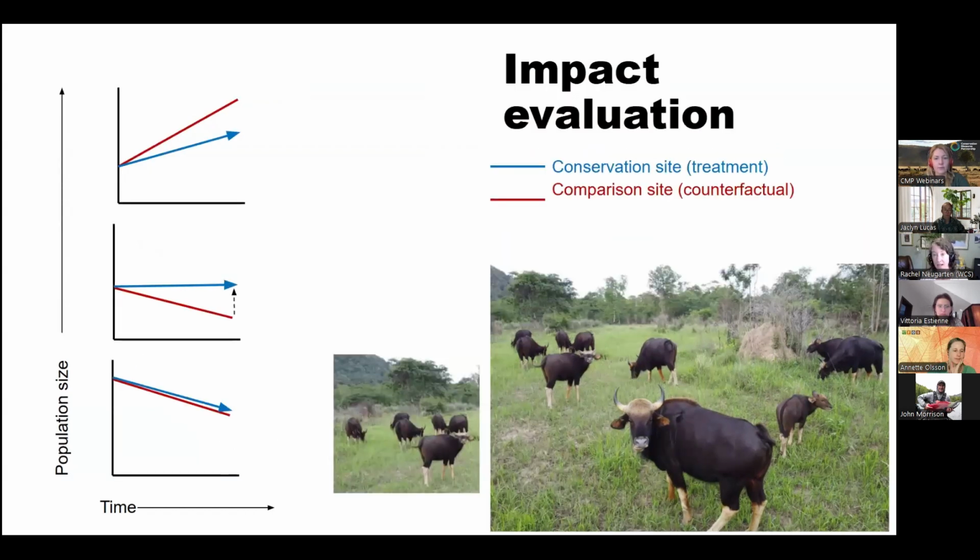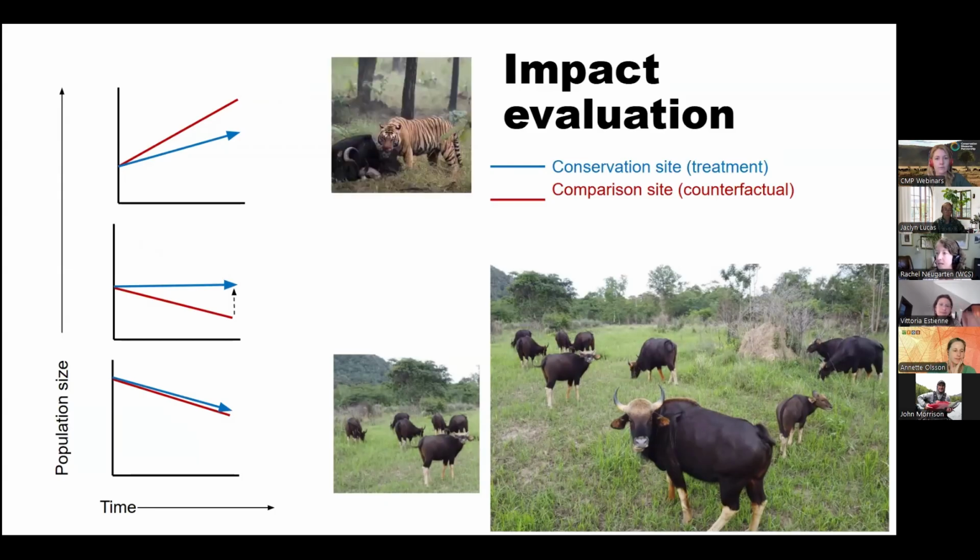However, let's say you had data from comparison sites or a counterfactual. Counterfactual is a site where everything is roughly the same as the sites where you're working, except for your presence in the place. All right, so in the first site now, let's say you had information that because your conservation was so successful, the tiger population was also growing and tigers were eating your gaur.